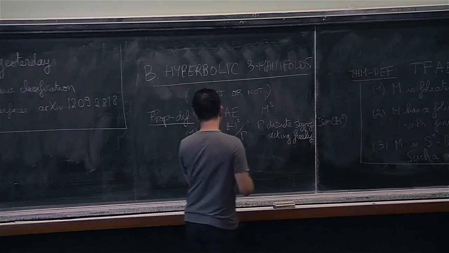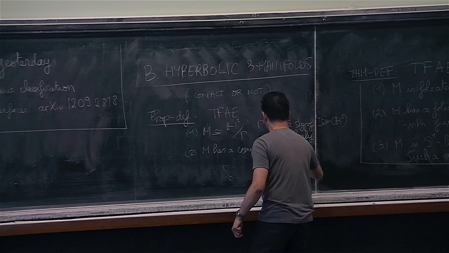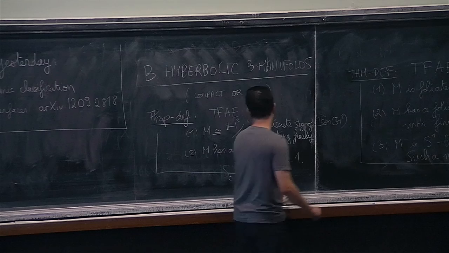And second, the manifold M admits a complete metric, this time of curvature minus 1. And definition, this is called a hyperbolic three-manifold.